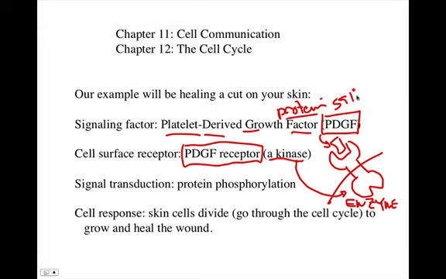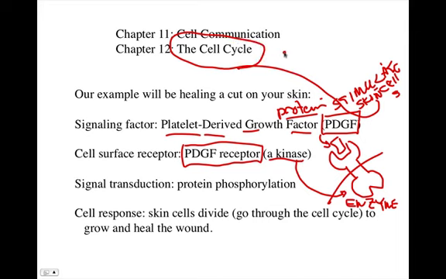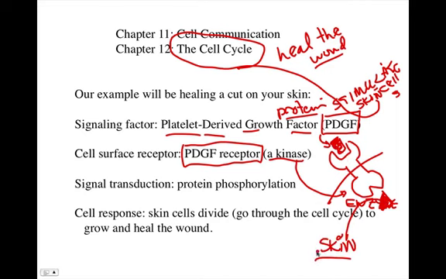PDGF is going to stimulate skin cells to divide, to advance through the cell cycle, divide and heal the cut. So we know that there's a low level of cell division happening in the skin, and PDGF is going to stimulate it. It's going to increase it. And what it's going to do is it's going to bind the receptor, and then the receptor enzyme activity is going to amplify that signal into the cell. It's going to amplify the signal, bring the signal that PDGF is stimulating the skin cell, the target cell, to grow and divide.